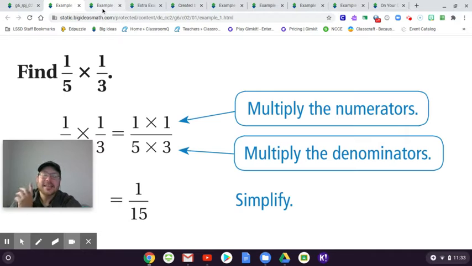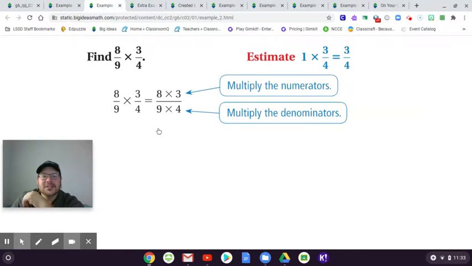All right. It does get a little tougher. So example 2, we're going to do 8/9 times 3/4. So a good thing to do is estimate. So 8/9 is about 1. So our answer should be about 1 times 3/4. So our answer should be a little less than 3/4 when we're done. So it's good to estimate before you multiply.